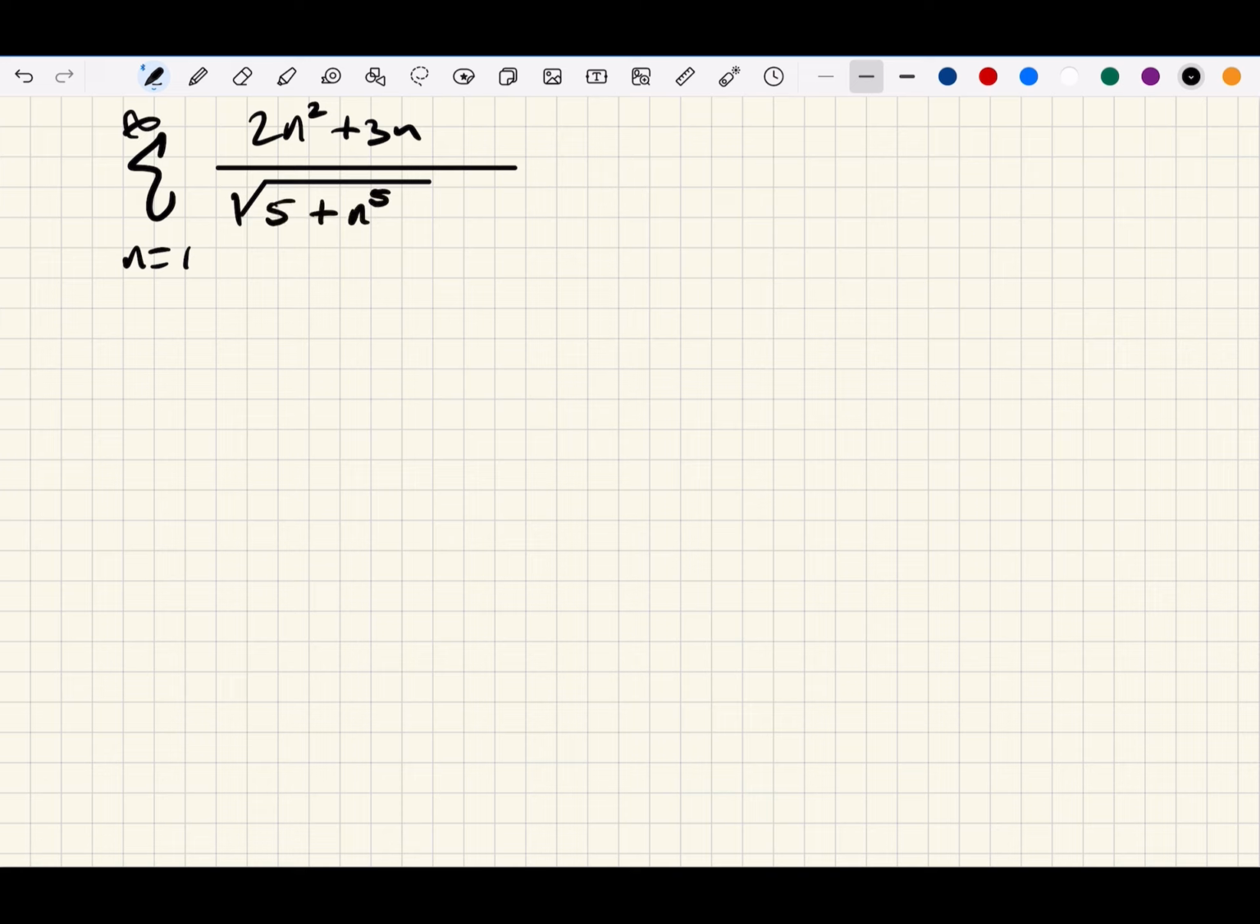Okay, so let's do this. I would like for you guys to mess with this for a little bit. The sum n equals 1 to infinity of 2n squared plus 3n over the square root of 5 plus n to the 5th.